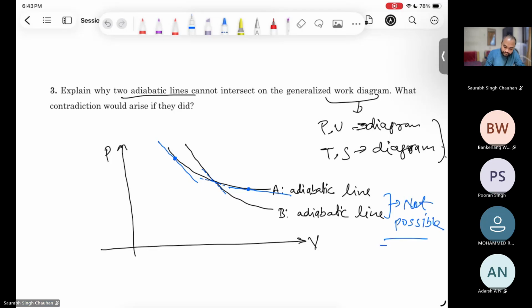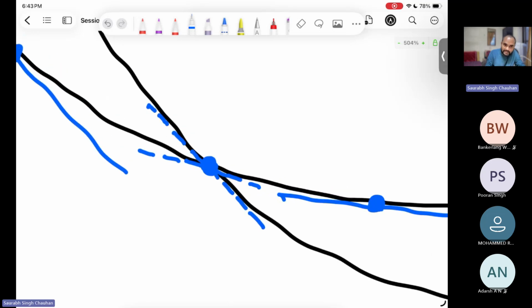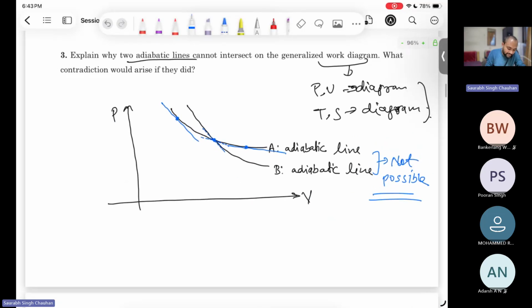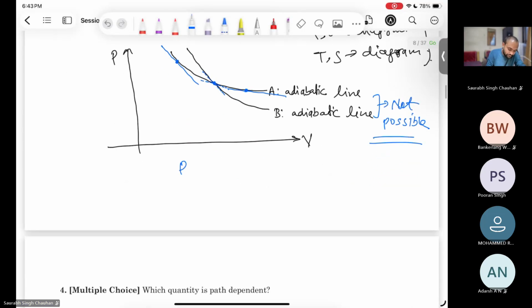Correct? So for an adiabatic line, at this point, if you say I will start moving adiabatically, then you will have to follow a certain slope. There cannot be two slopes at a given state. Mathematically also you can prove it. What is the equation of an adiabatic process? Adiabatic process is PV to the power gamma is constant.